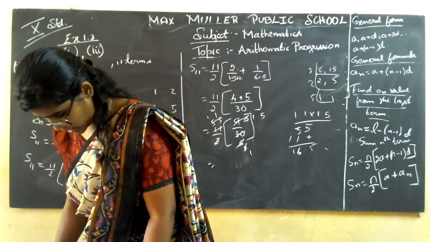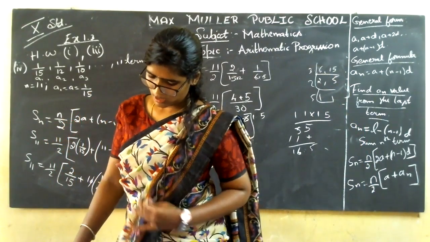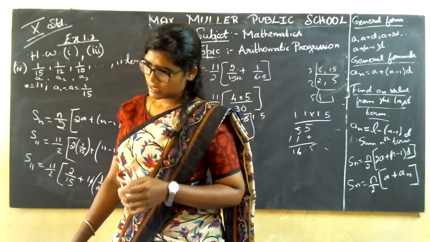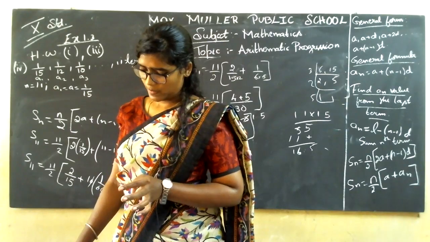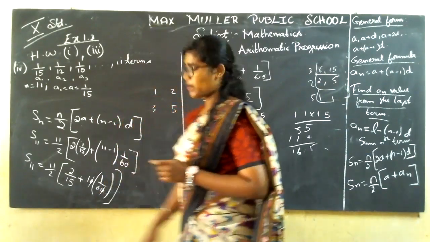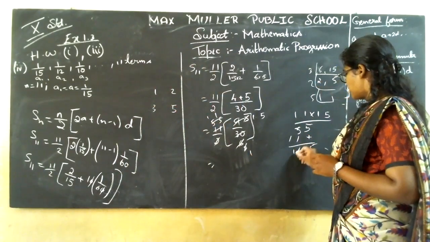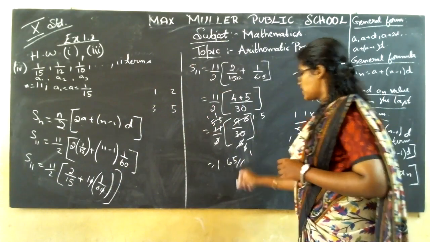33 divided by 20. 33 divided by 20 is 1.65. So it is 1.65 itself. See here, 1 and 1, decimal point. So after 2 places you are going to put the decimal, so 1.65 is the answer.